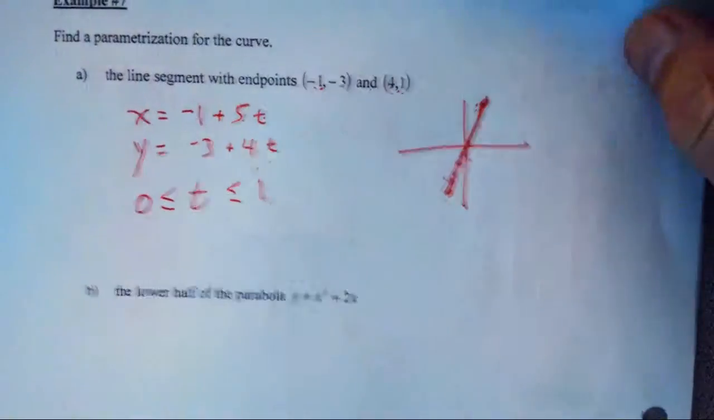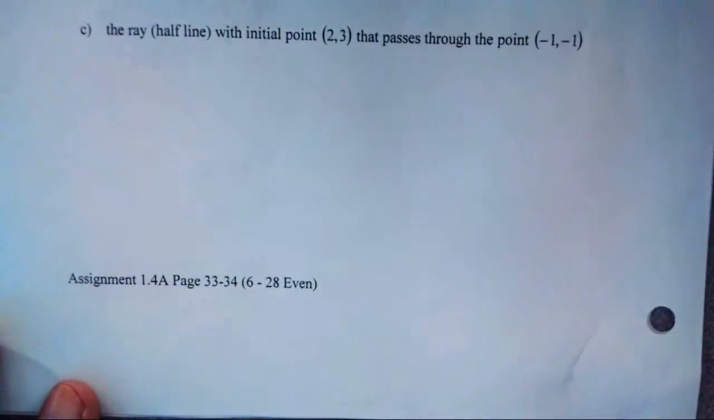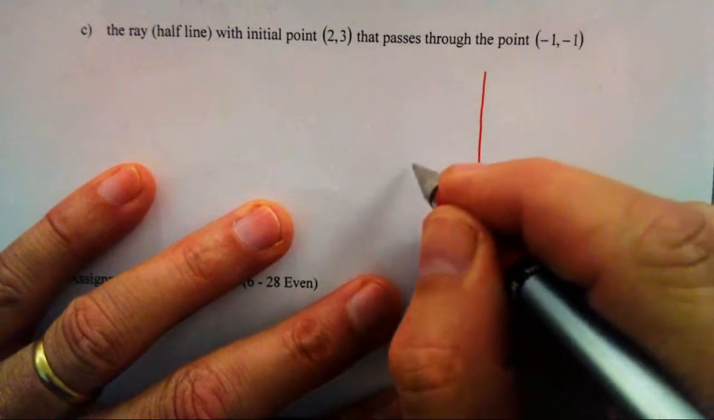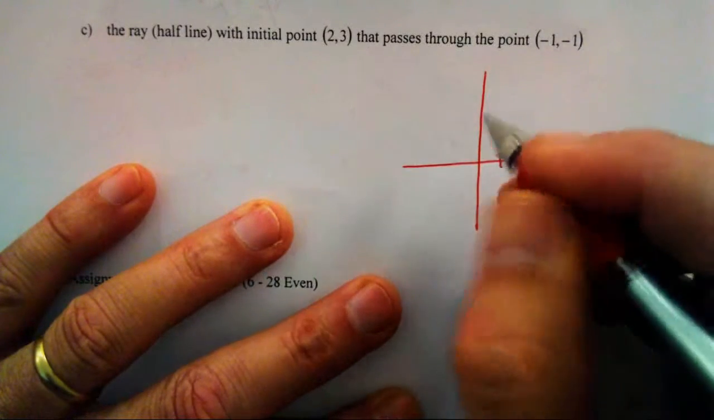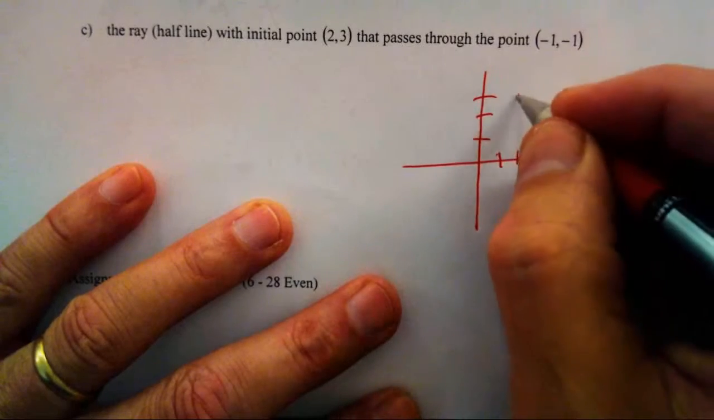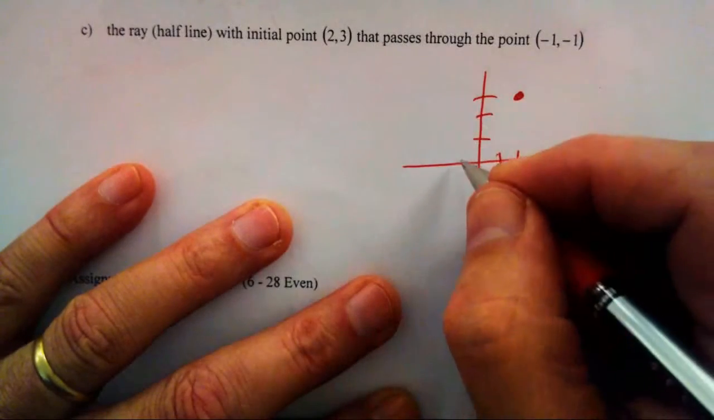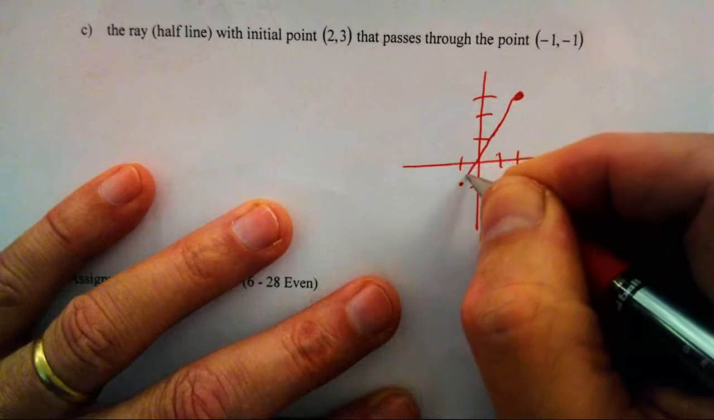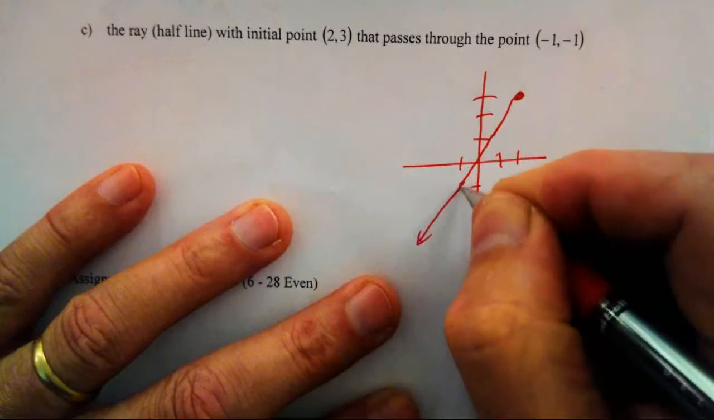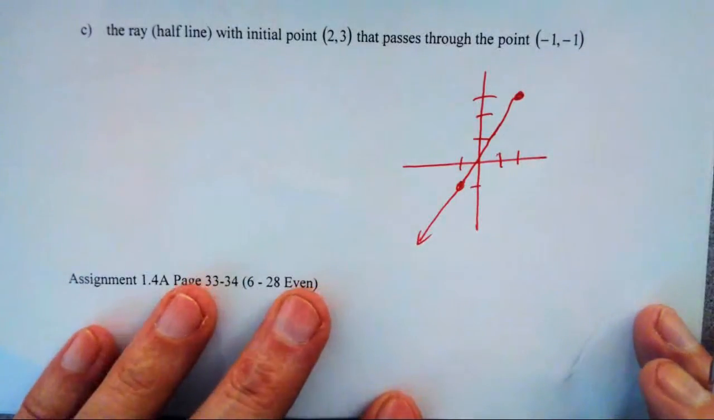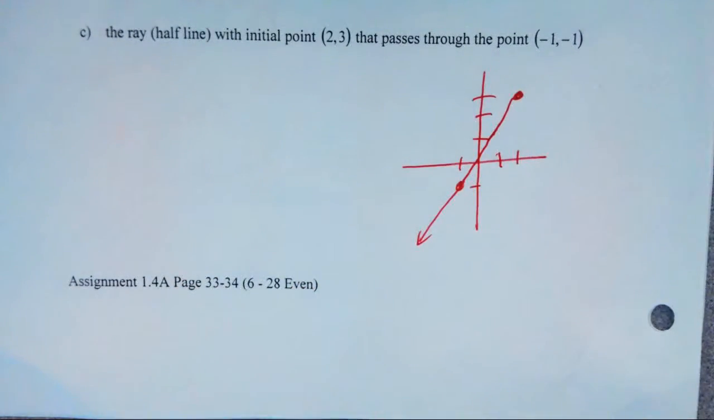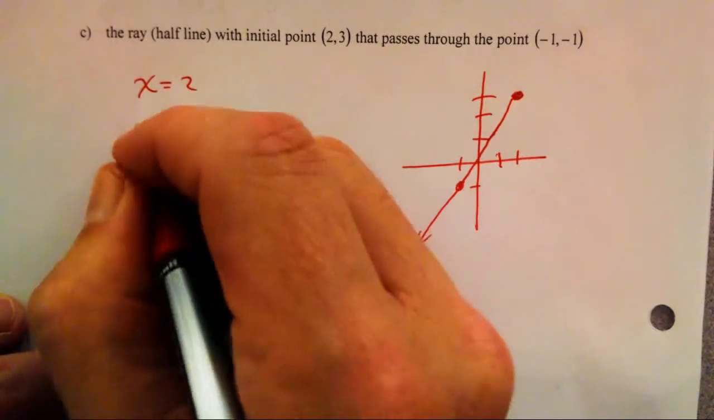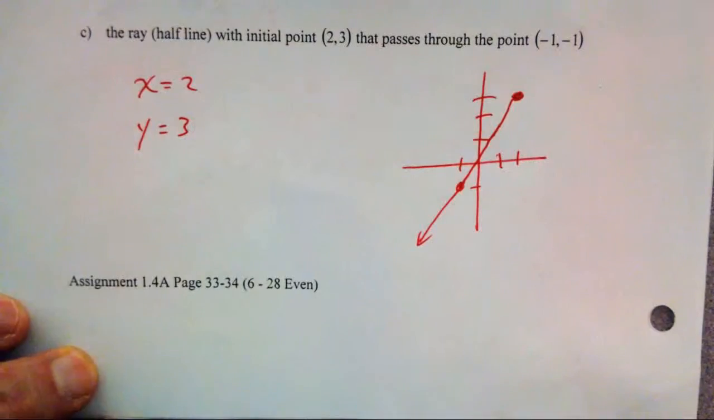Let's do another one similar to that. Let's jump down to C. A ray. I'm going to go ahead and start with a sketch of this. I don't know if that helps. I hope so. So we're at 2, 3. The ray passes through -1, -1, and goes forever. So I'm starting at 2, 3. So x starts at 2, y starts at 3.